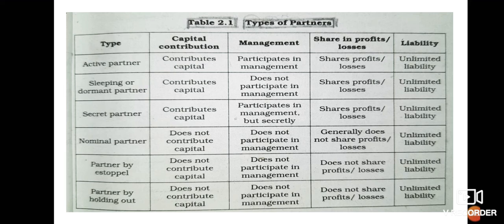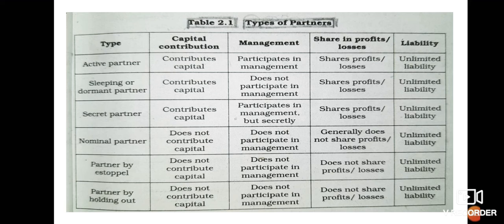Now, if you remember nominal partner, children, I have told you he just gives his name. He gives the goodwill that he has created. So he gives the name to the partnership, but he is not a part of the partnership, he is just giving his name because he has a big name. The others know him as a partner, so he has unlimited liability.